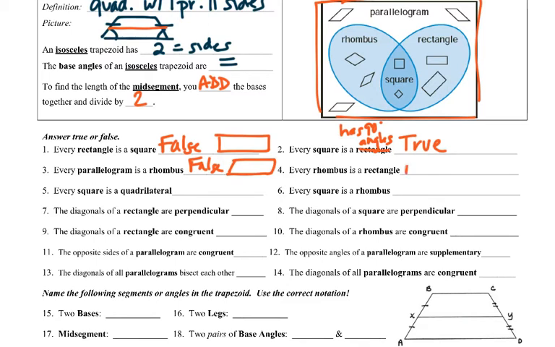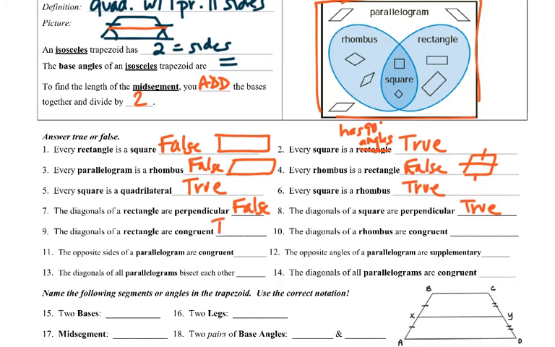Is every rhombus a rectangle? No, because you can draw a rhombus with no right angles. Does every square have four sides? Yes. Does every square have four equal sides? Yes. Are the diagonals of a rectangle perpendicular? No. Are the diagonals of a square perpendicular? Yes, just using the properties.